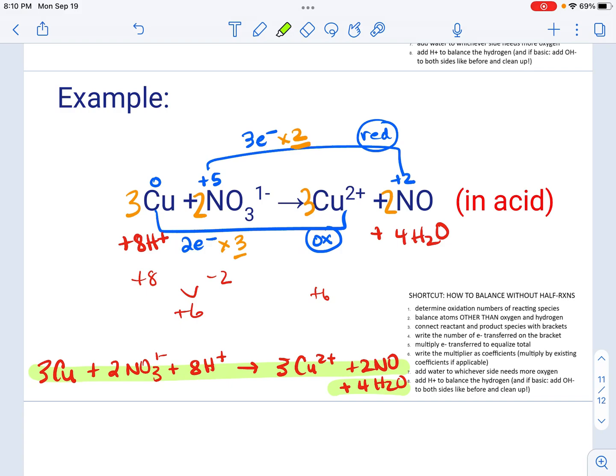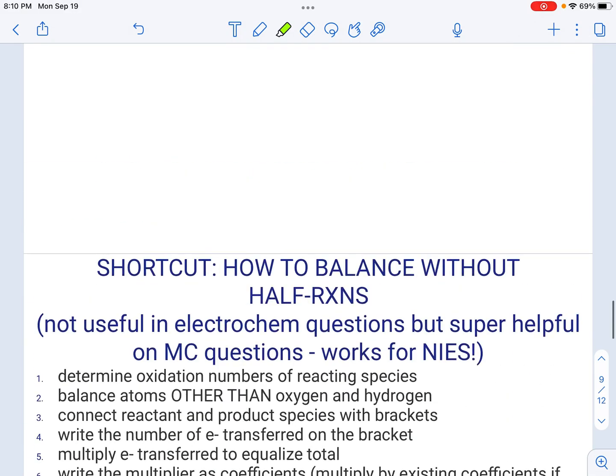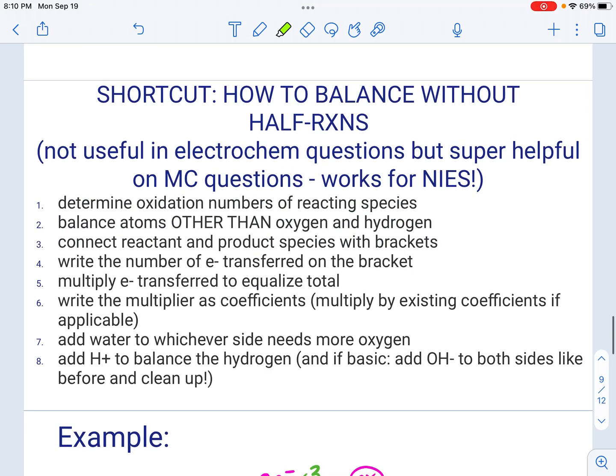So you guys are going to really like this shortcut, but the problem is that if you are asked to do it by half reaction, you have to do it the other way. So you can try it this way if you want. If you don't want to and you want to do it the other way, you're always welcome to do them the other way, but kind of keep that in mind.